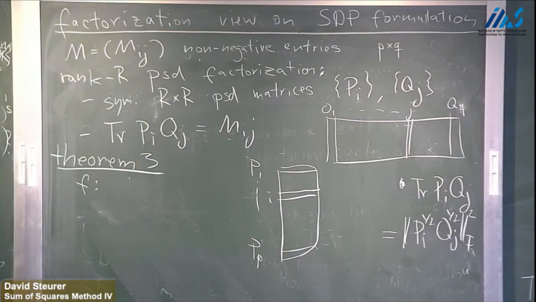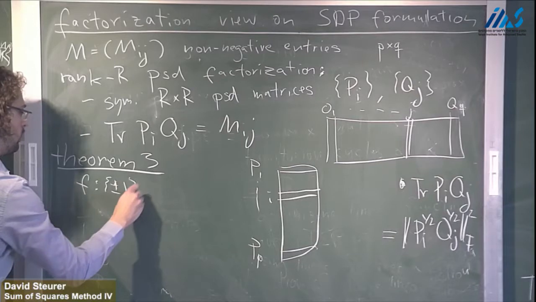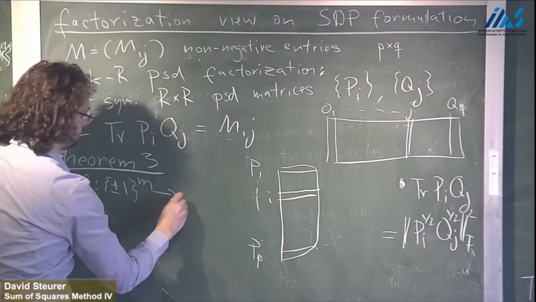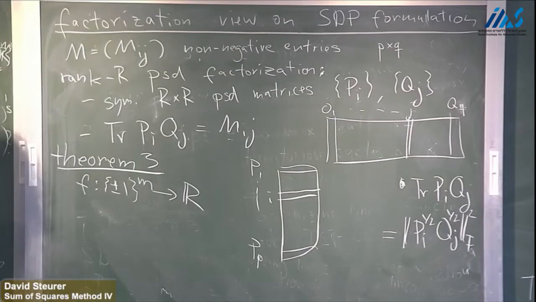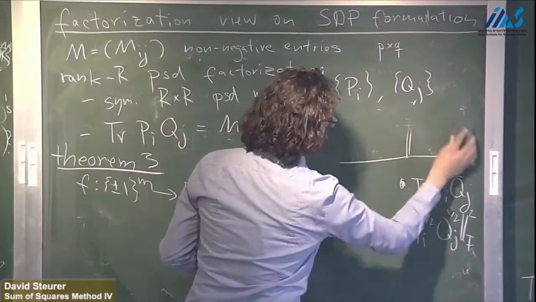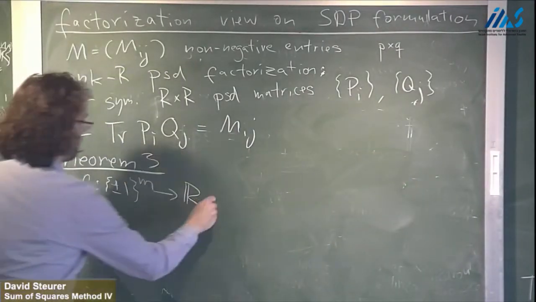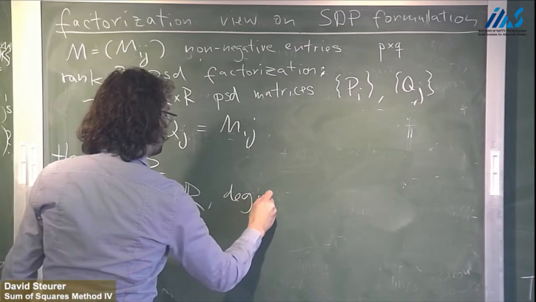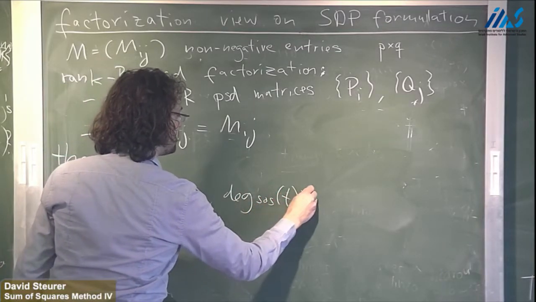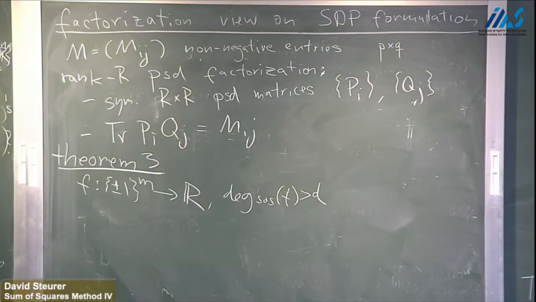So suppose I have a function on an m-dimensional hypercube, and suppose the sum of squares degree of this function is larger than d, for some d. Now, let's look at the following matrix.